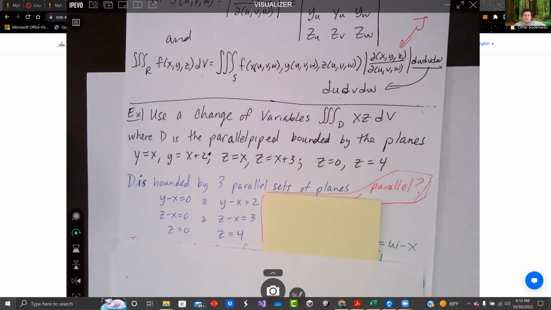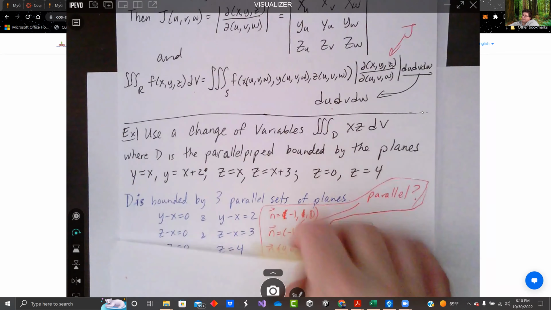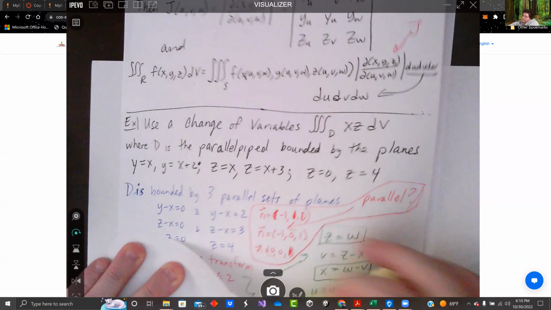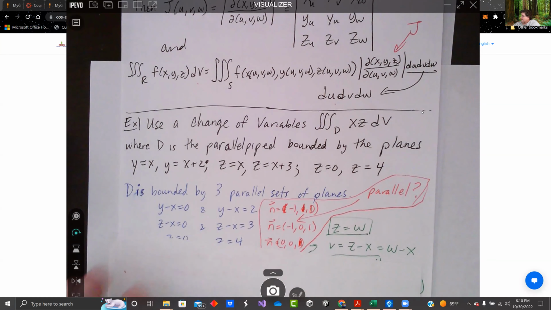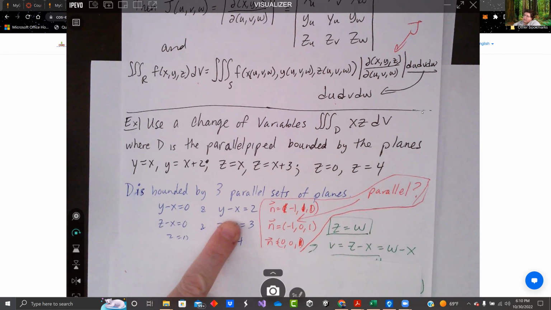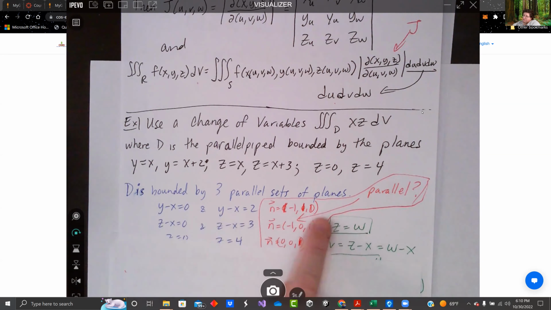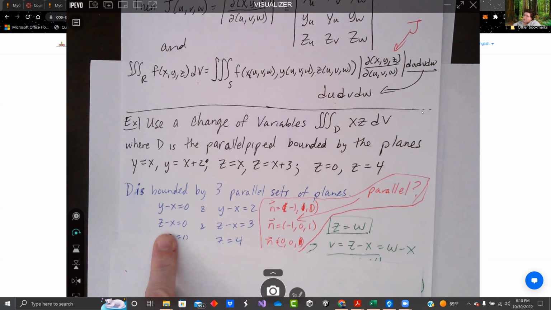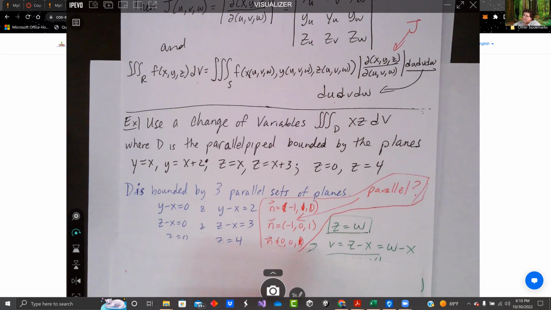These are pairs of parallel planes. There's 3 of them. How do I know they're parallel? Look at the coefficients. For the top one, we've got -1 for x and 1 for y and 0 for z. For the next one, we've got -1 for the x component, 0 for y, and 1 for z. And the bottom one is just 0, 0, 1.